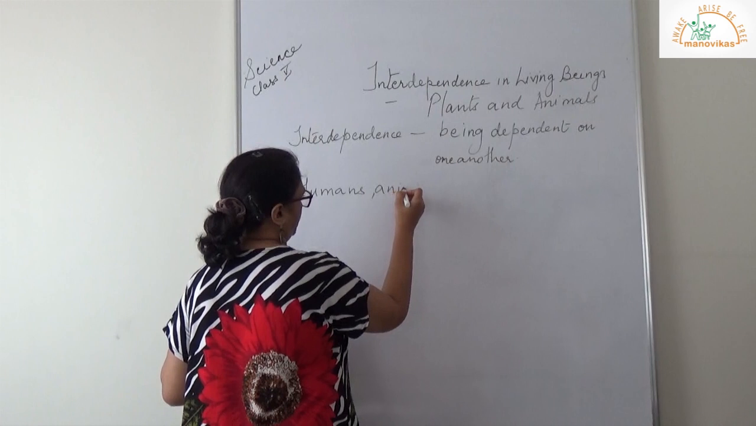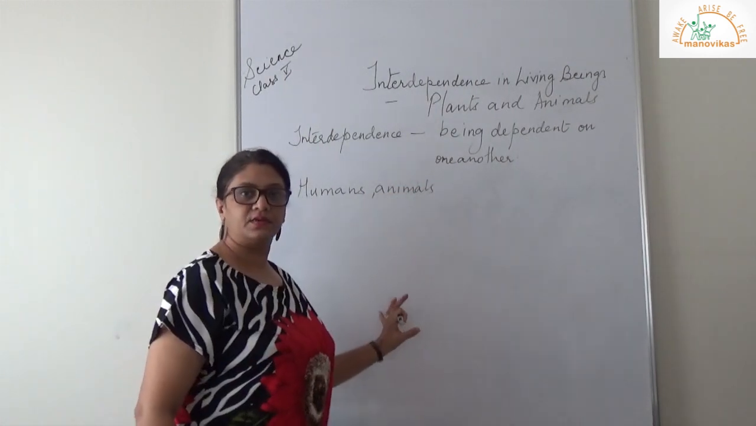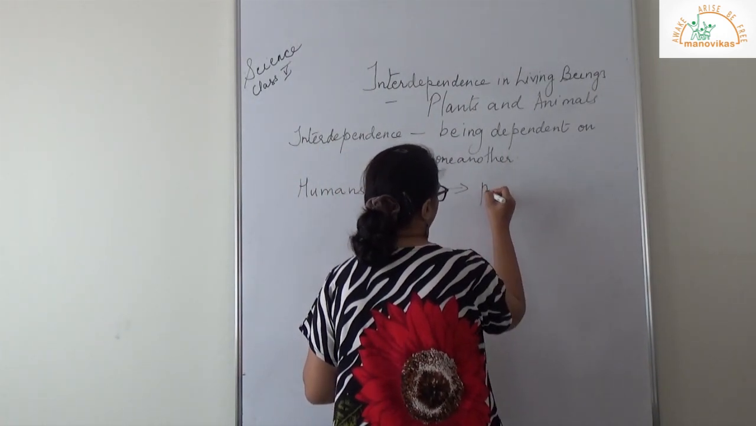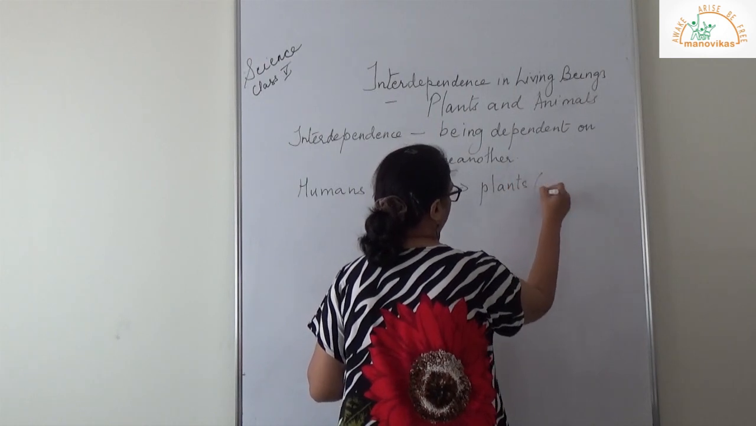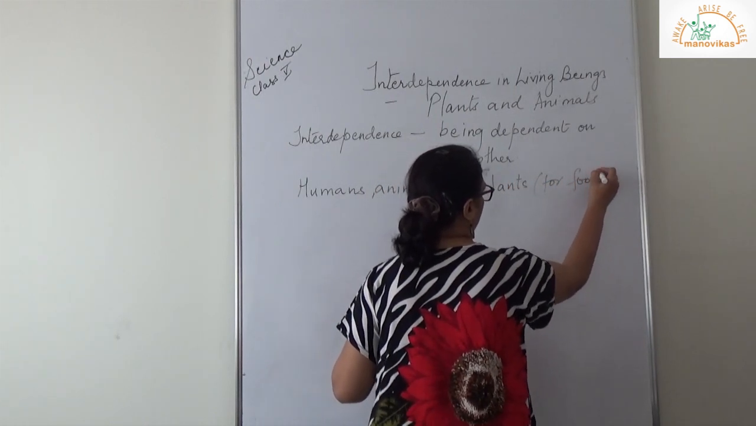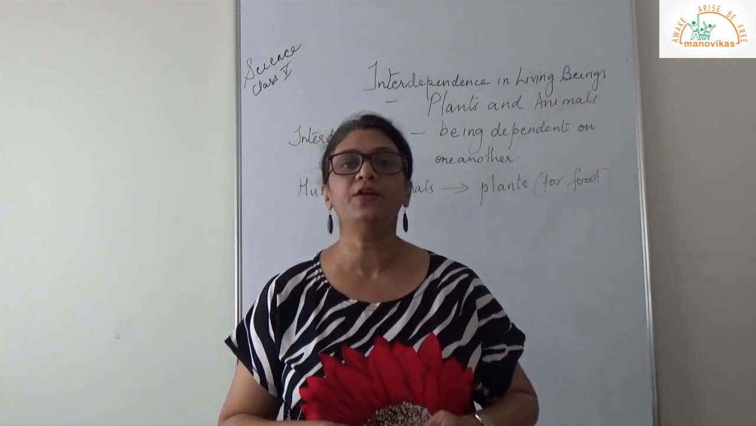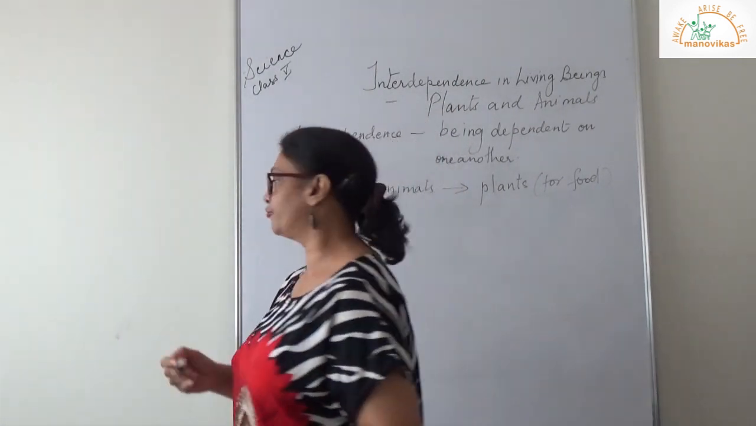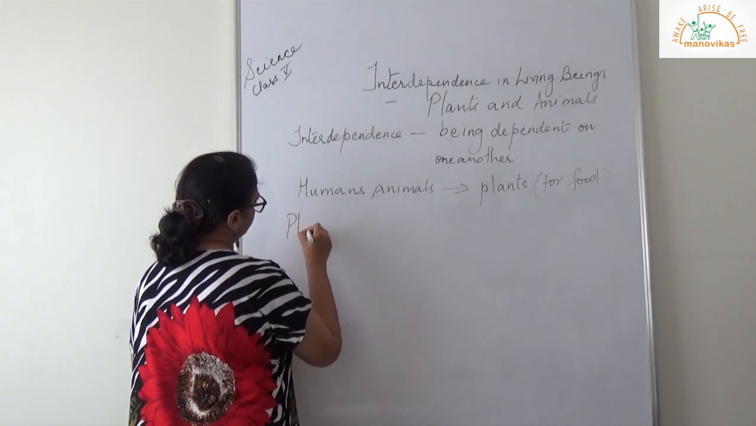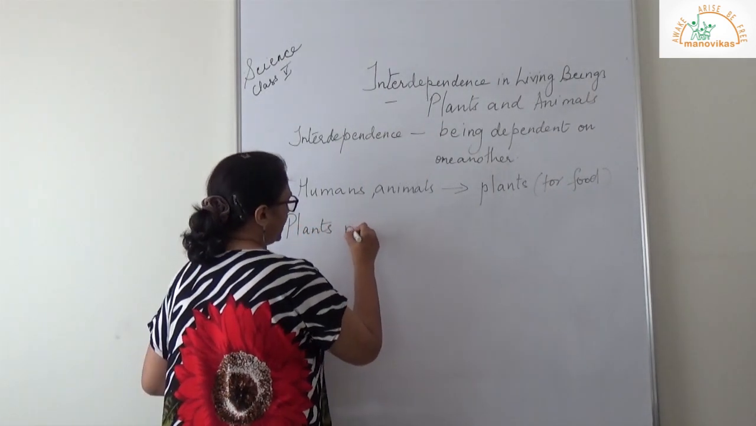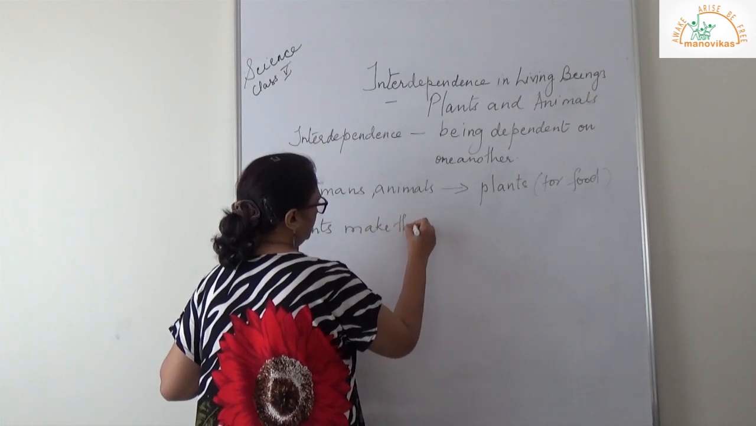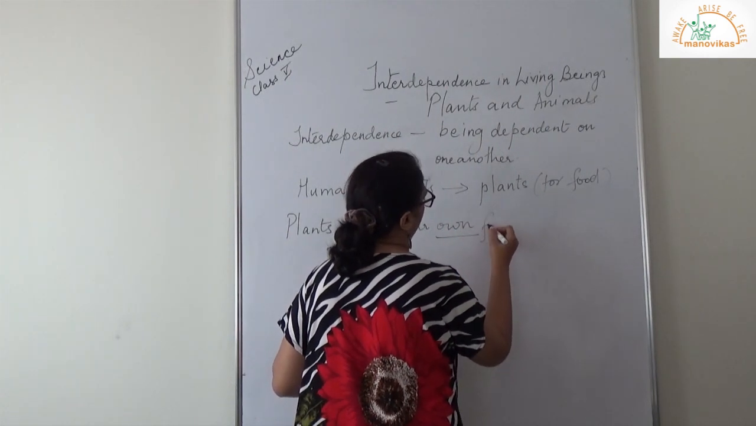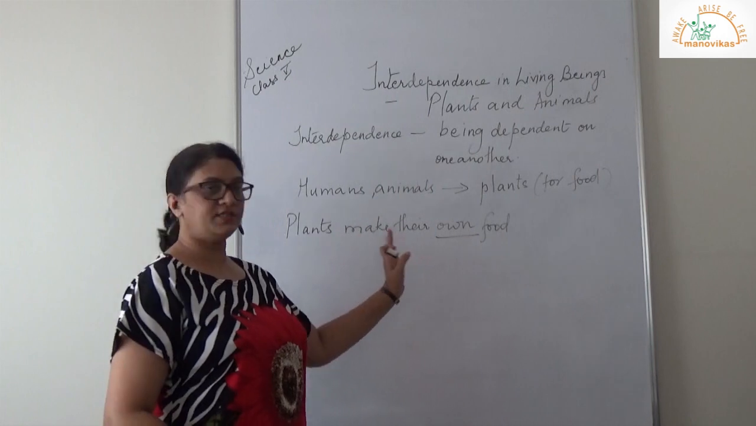Humans and animals depend on plants for food. What about the plants? Where do plants get food from? Plants make their own food. Plants make their own food.